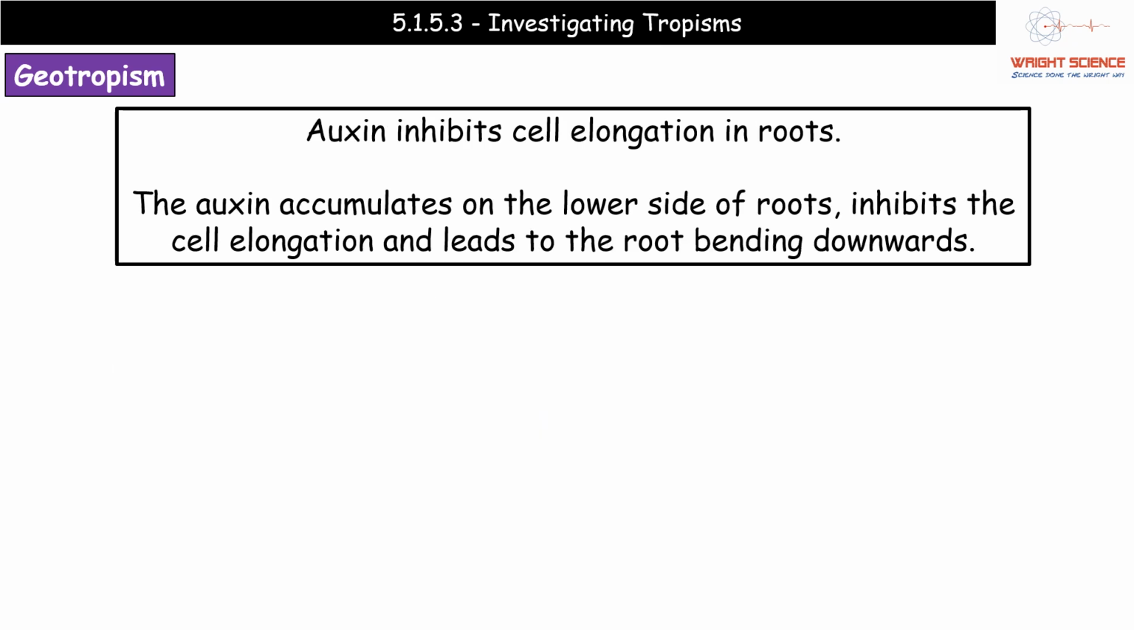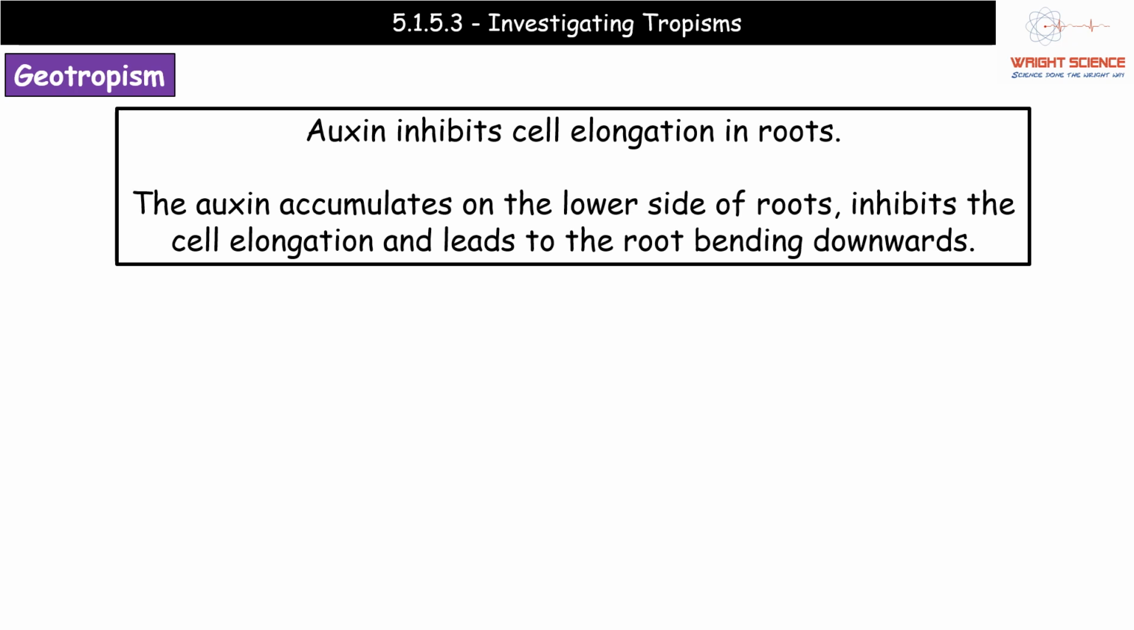So the last thing to bear in mind here is that when we are talking about auxin, it has different effects in the shoots and the roots. So if we have auxin in cells of our shoot, that is going to stimulate cell elongation. If we have auxin in the cells of our roots, it inhibits cell elongation.